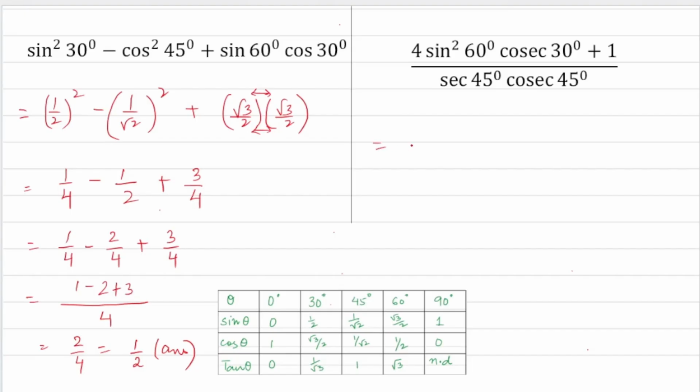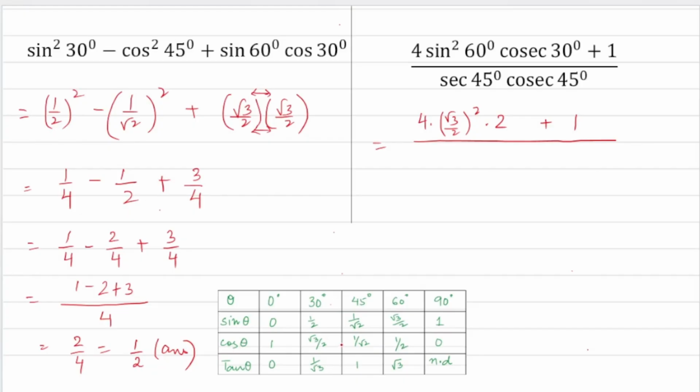My next expression is again numerator over denominator. So let me put the line over here. 4 sine squared 60 degree. What is sine 60? Root 3 over 2. So basically this is 4 root 3 over 2 whole square. And then cosec 30 degree. Cosec is the reciprocal of sine. So if sine 30 is 1 over 2, cosec 30 will just be the reciprocal of 1 over 2 and that is just 2 plus 1. In the denominator, secant 45. Secant is the reciprocal of cos.